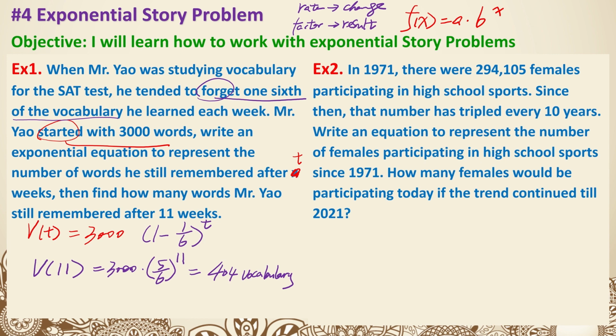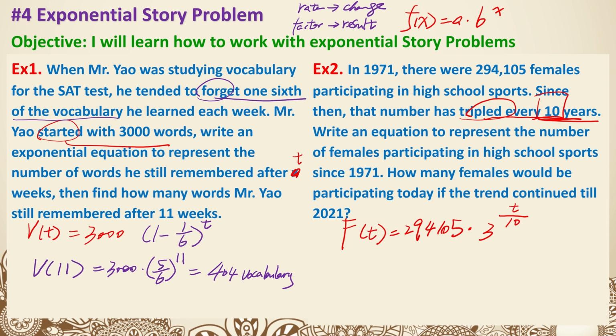Okay, so here it says tripled every 10 years. If we want to calculate how many 10 years there are, let's set it up. It's about females and it's about time. Initial value is 294,105. Tripled every 10 years doesn't mean a certain amount every year, so we need to count by 10 years. So it's triple, but the time is not just t. The time needs to be counted by how many 10 years we have, so the exponent is actually t over 10.